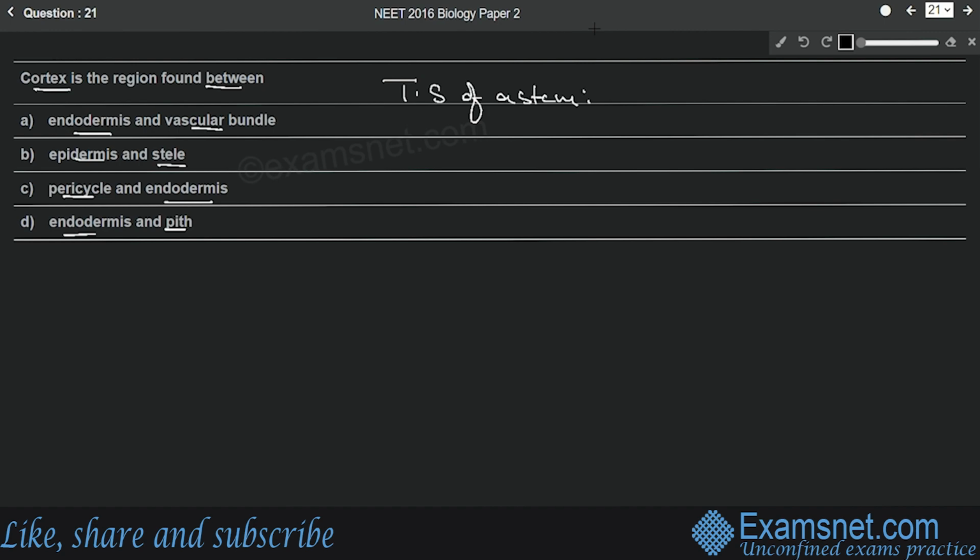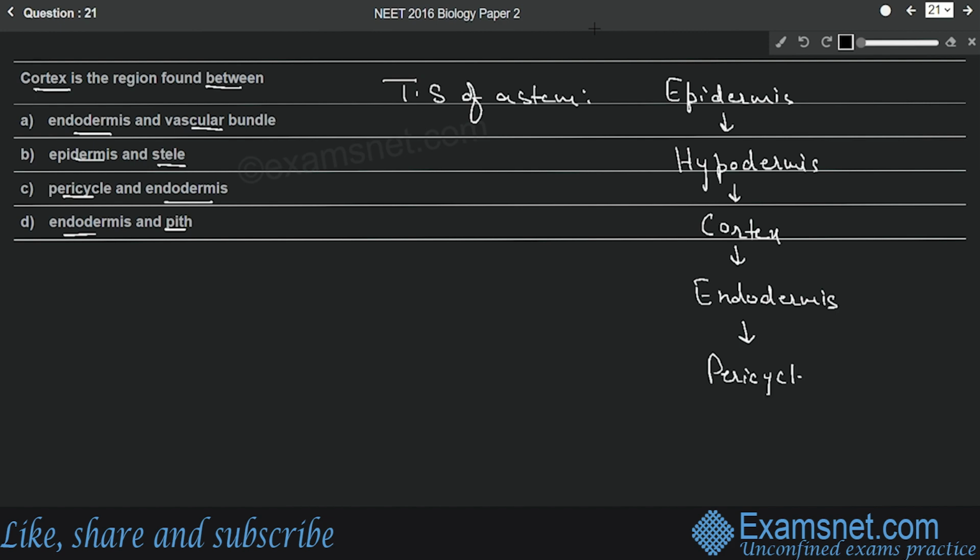The outermost layer consists of epidermis. Okay, then the next one is hypodermis. Again, if we move inside, we'll get cortex. On further moving inside, we'll get endodermis. Then inside the endodermis, we have stele. Now stele contains pericycle, then vascular tissues, and then pith. Okay, so these three are together known as stele.